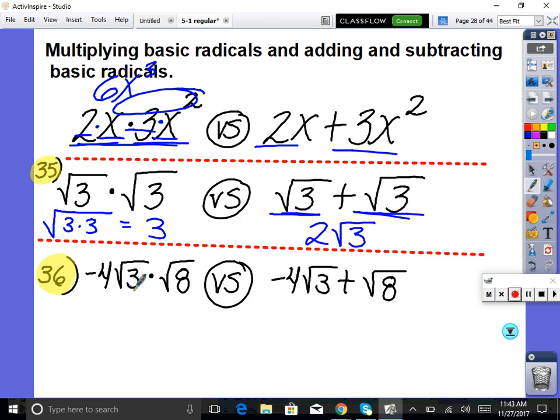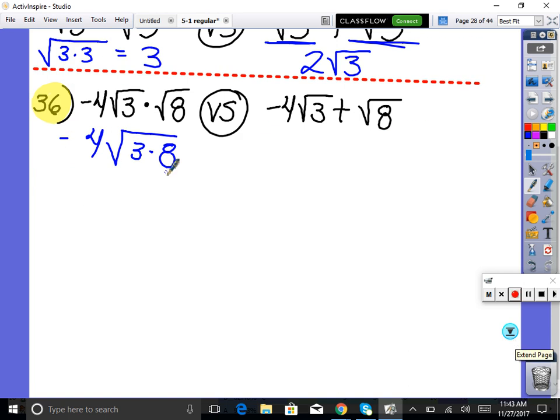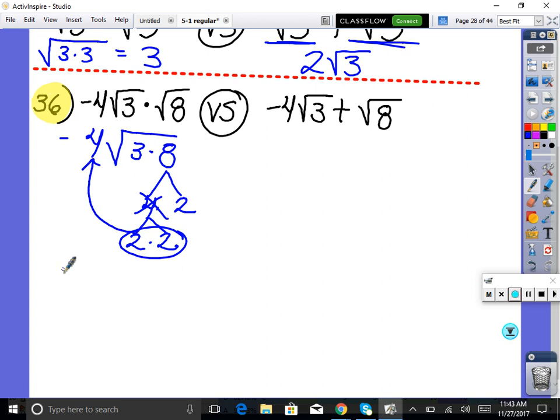Negative 4 root 3 times root 8. Well, since they're both under a square root, we can literally think of this as negative 4 times the square root of 3 times 8. So now we can simplify our answer. We would want to break down 8 into 4 times 2. 4 breaks down into 2 times 2. And then we wouldn't double dip. Are we pulling out groups of 2? Now be careful because we already had a negative 4 on the outside. Negative 4 times 2, negative 8. This was left and this was left, wasn't it?